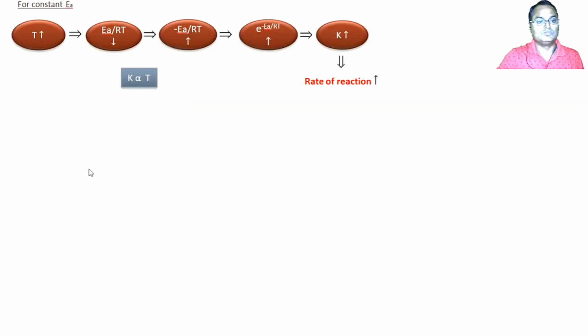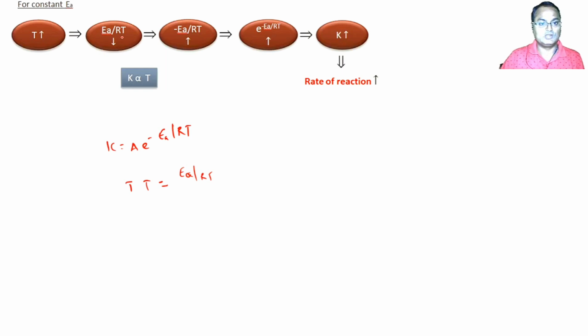Okay, now let's see the effect of temperature on the rate of reaction from the Arrhenius equation. From the Arrhenius equation, K is equal to A e to the power minus E upon RT. Now with increase in temperature, if you increase the temperature, the fraction E upon RT decreases, because you are increasing the temperature.